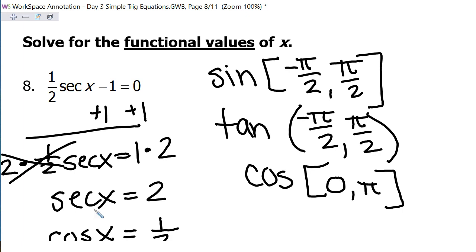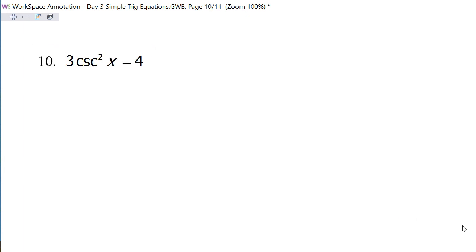And I need to check my answer. Is pi over 3 between 0 and pi? Yes, so that is the solution: pi over 3. Now, would I have the solution for quadrant 4? No, even though cosine is positive in quadrant 4, would quadrant 4 be between 0 and pi? No, so not functional.